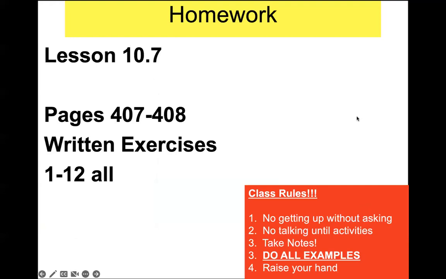All right, here we go. 10.7, second day of locus problems. 1 through 12 all, homework.